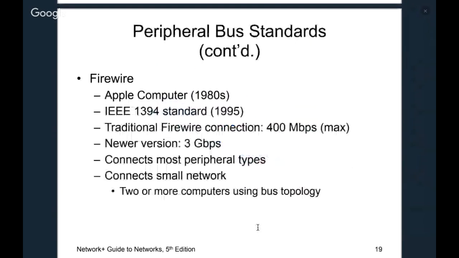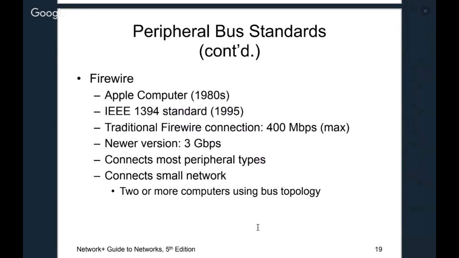Firewire is the next one. I was a graphic designer for years, and in the graphic design field, we used Firewire a lot for connecting cameras to computers, printers to computers, external hard drives to computers, external CD, DVD drives to computers. At the time when it came out, the fastest mode of data transfer that you could get was Firewire. Firewire came out by Apple in the 80s. It was standardized in 95 by IEEE, at 400 megabits per second max, and 3 gigabits per second in the latest version. And again, it connects to most peripheral devices.